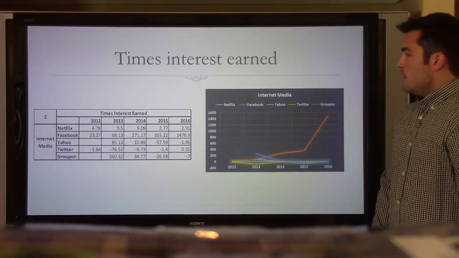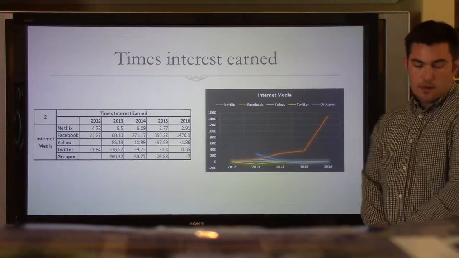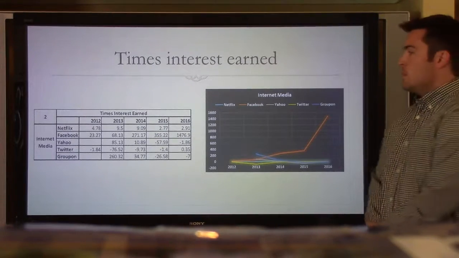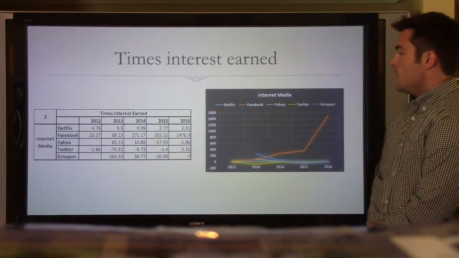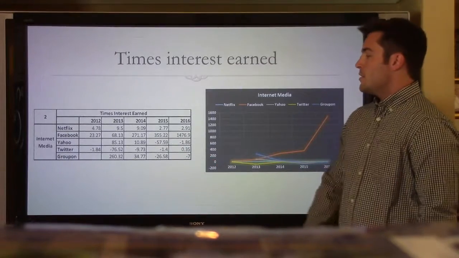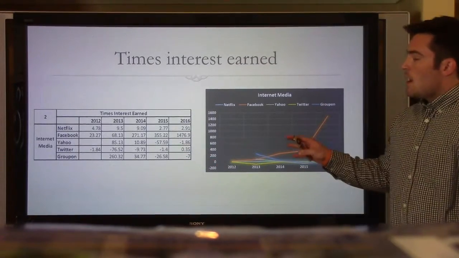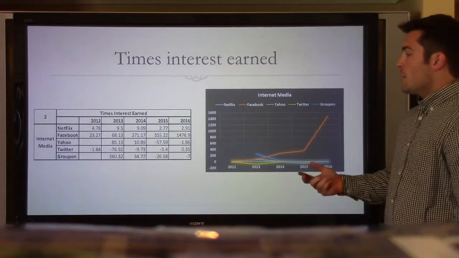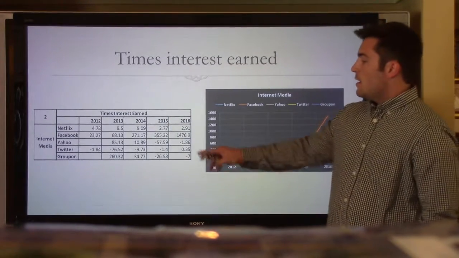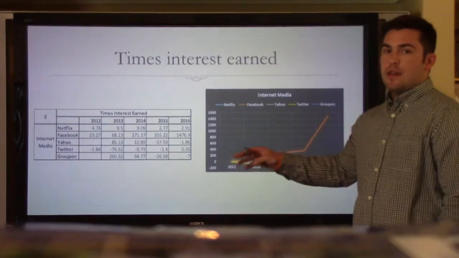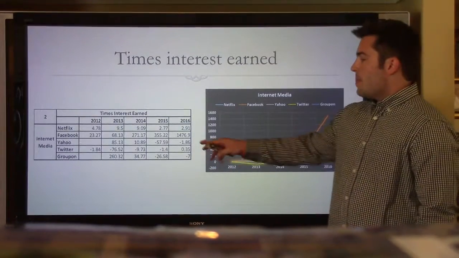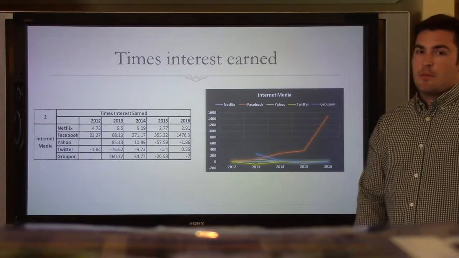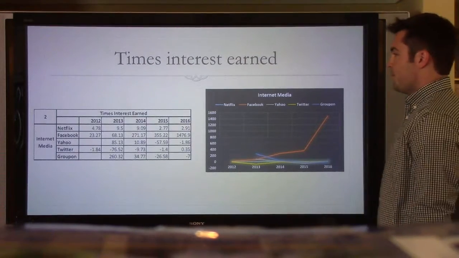Times interest earned, that is going to be how well a company covers their debts. So once again here, you can see Facebook is dominating the industry. This is your operating profit, your EBIT, earnings before interest and taxes, over your interest. So obviously we can see that for every dollar of interest that Facebook has, they have almost $1,500 worth of operating income to cover that interest.